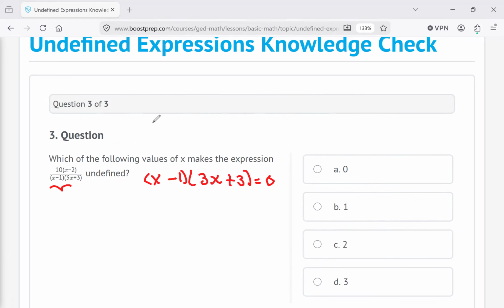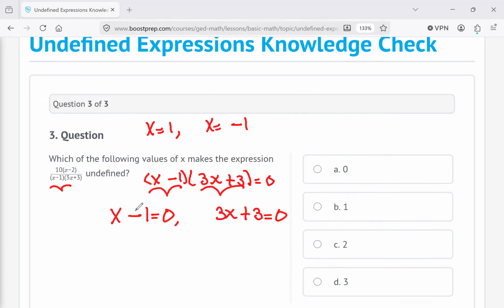Or some people can do it in their head. Some people will see that x is going to be positive 1 and then x is also going to be negative 1. And this is what they're really doing in their head: setting each parentheses to 0 and solving for x. So for example, you have the parentheses x minus 1, set that to 0, and then you have this other parentheses, 3x plus 3 equals 0. Okay? So go ahead and solve for x for this one.